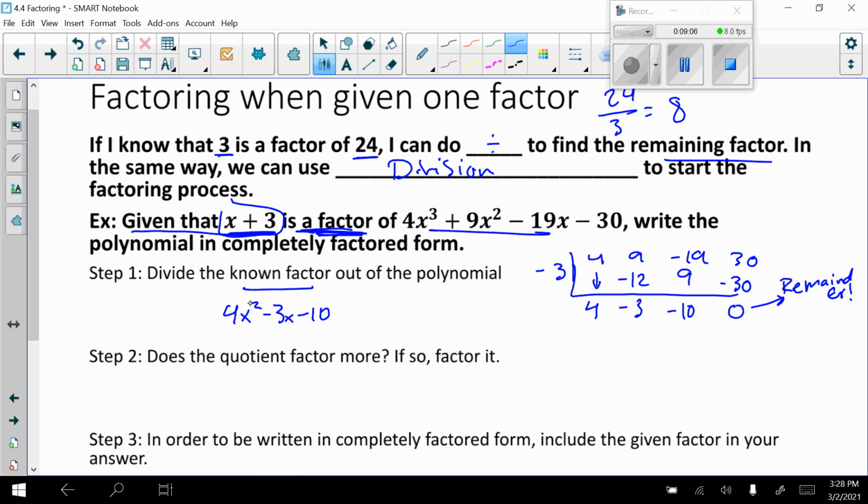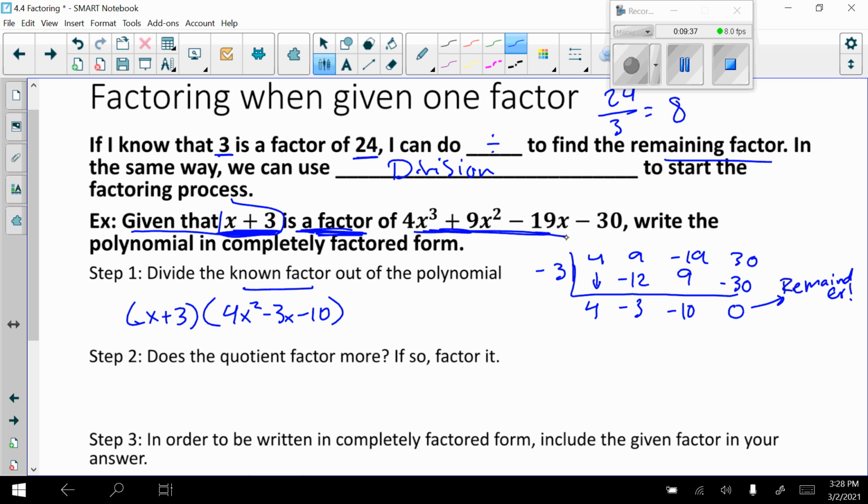Again, I know that this is a squared because my initial polynomial was a third degree, so I just bump it down 1. It becomes 4x squared minus 3x minus 10, okay? So what that means is that I can rewrite this initial polynomial as 4x squared minus 3x minus 10 times x plus 3, right? The factor that I was given at the very beginning. I just divided it out, okay? So if I multiplied these things back together, I would end up right back here, okay?